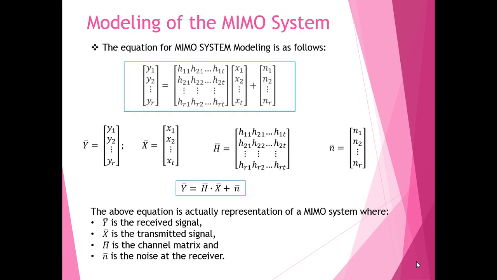Next, we come to the modeling of a MIMO system. Let us consider a MIMO system having T transmitting antennas and R receiving antennas. Then the modeling of the MIMO system will be as given in the equations here. It is assumed that Y1, Y2 up to YR are multiple received signals to receiving antennas, X1, X2 up to XT are the multiple transmitted signals to the transmitting antennas, N1, N2 up to NR are the multiple noise signals at the receiving antennas, H11, H21, etc. up to HRT is the H matrix or the channel matrix that characterizes the MIMO channel.